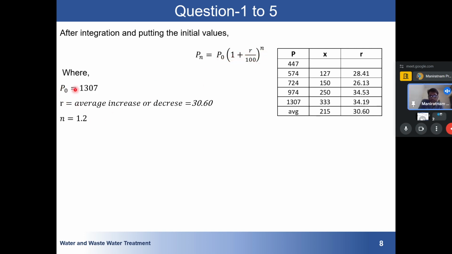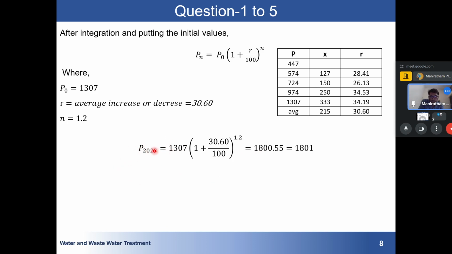n. So p naught will be 1307. We already know this last known population. Average increase in decades comes out to be 30.6. n is equal to 1.2. So I will be substituting all the values. Again I have made one mistake. It won't be 2023 here.